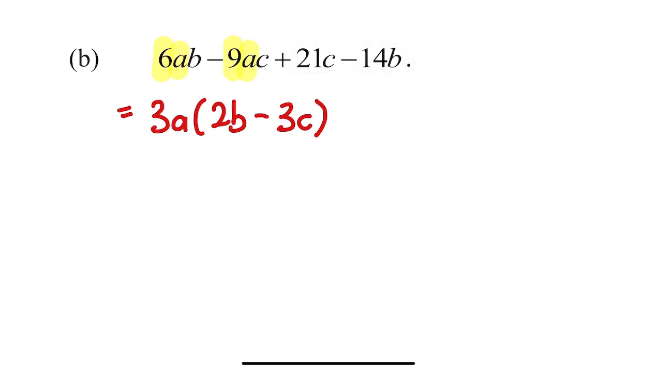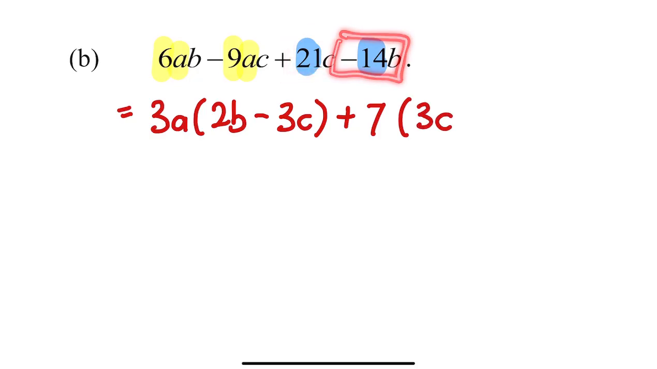Identify common factor, 21 and 14. Highest common factor is 7. So therefore, I can take out positive 7. Remember, plus 7. What am I left with over here? 21C divided by 7, I'm left with 3C. Then now, negative 14B divided by 7, I'm left with minus 2B.